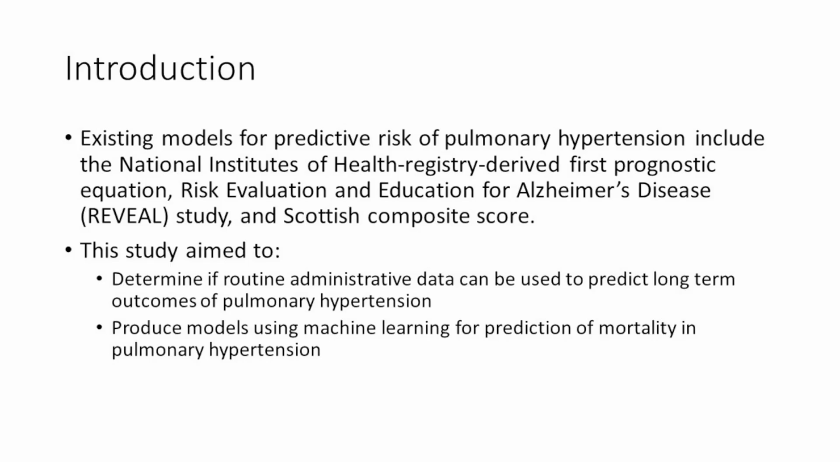So looking back at some existing models for predictive risk of pulmonary hypertension, these include the National Institutes of Health registry-derived first prognostic equation, the Risk Evaluation and Education for Alzheimer's Disease Studies model, which uses variables like pulmonary vascular resistance, portal hypertension, age, and the Scottish Composite Score, which uses variables like age, sex, right atrial pressure, cardiac output, and 6-minute walking distance.